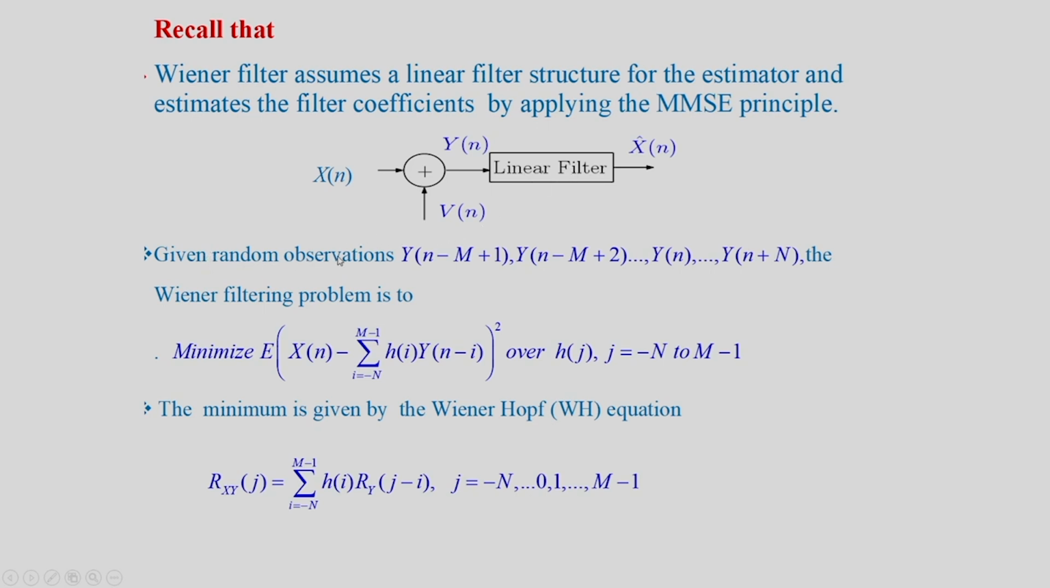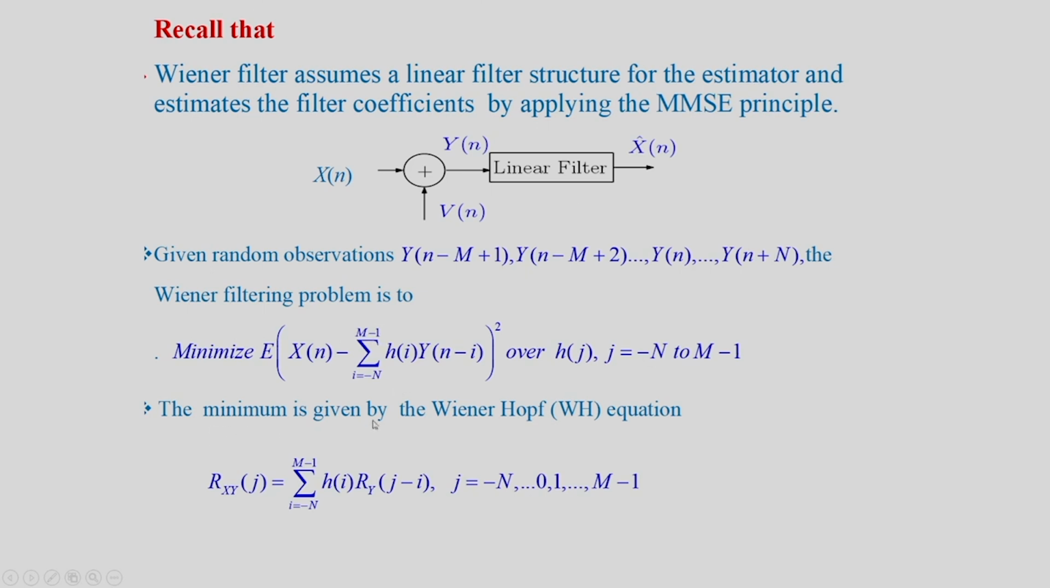Given the random observations y[n-M+1], y[n-M+2] up to y[n], and then up to y[n+N], the Wiener filtering problem is to minimize the mean square error. This is the mean square error over all filter coefficients h_j, j going from -N to M-1. This is the Wiener filtering problem.